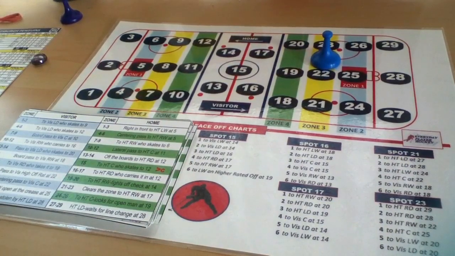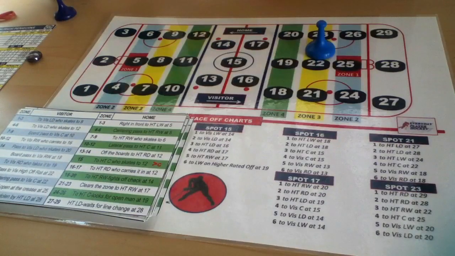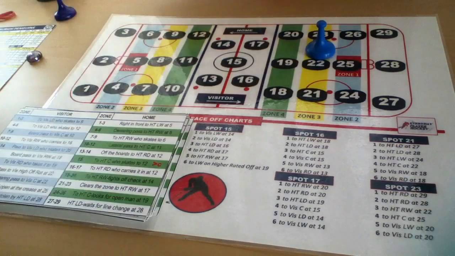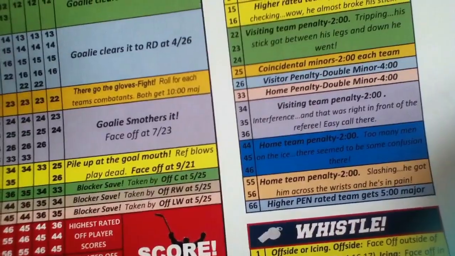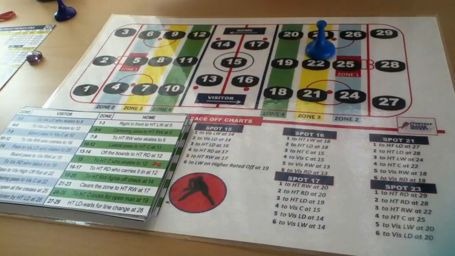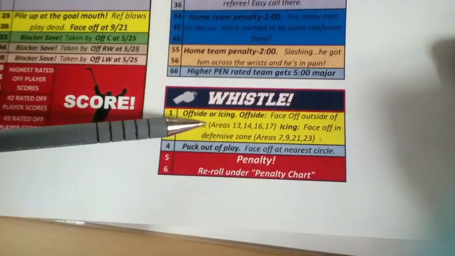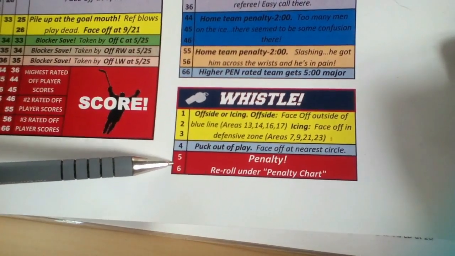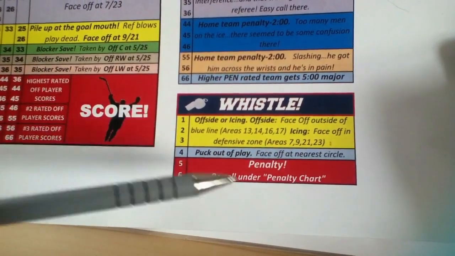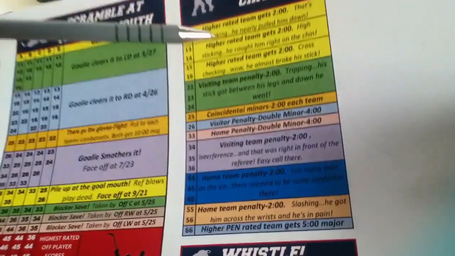So I think I'll stop there. Just trying to think of anything else I need to show you. I don't think there is. Yeah, I just wanted to mention penalties. The penalty chart is just very simple. Penalties can come off a whistle result. If you roll a 5 or a 6 after you get a whistle, you get a penalty, and then you just re-roll on this penalty chart.